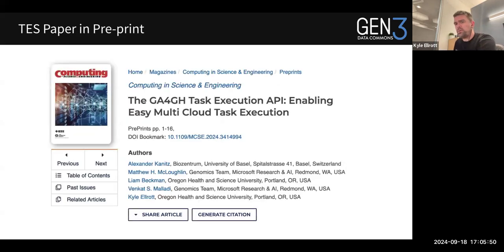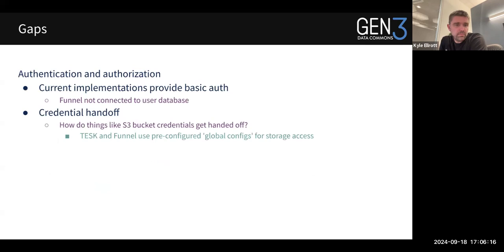The other thing I want to brag about right now is that we actually did get a paper about this API accepted into a special issue on hybrid computing, cloud and HPC environments, for IEEE Computing in Science and Engineering. It's a preprint right now, but that should be published in the next couple of months. So we'll have that to point at for the specification. And then can I get the next slide?